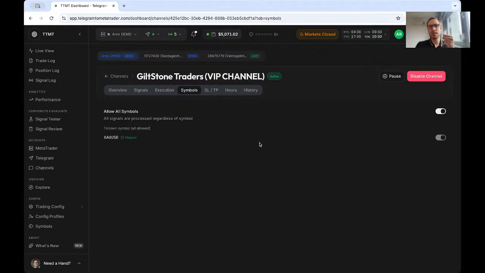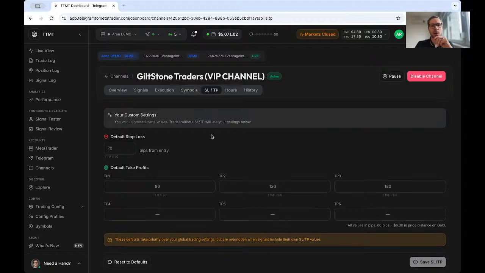Symbols, these are the symbols that you want the channel to execute. Maybe a specific channel sends out signals in like 10 assets, but you want to avoid the Bitcoin trades, right? So you can do it here in the symbols list. This is automatically identified and mapped by the system, by the way. So if a channel only sends out gold signals, then you will not see anything else here.